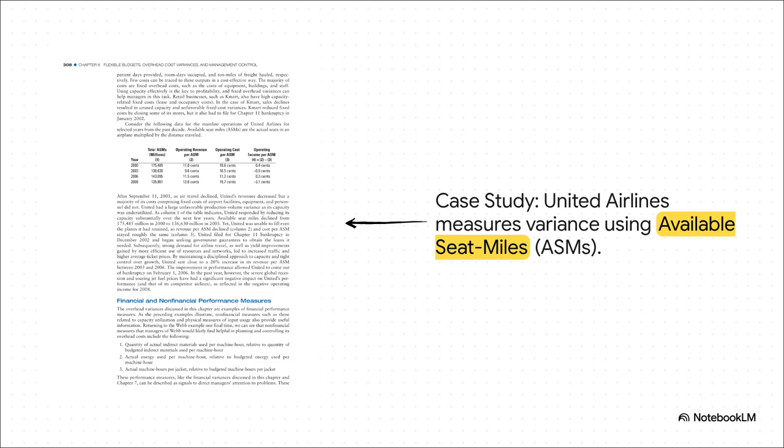For a company like United Airlines, the key isn't the cost per passenger. Nope, it's the cost per unit of capacity. Their number one metric is something called the available seat mile, or ASM. Just picture it like this. One empty seat on one plane, flying for 1 mile. That's the inventory they're trying to sell.